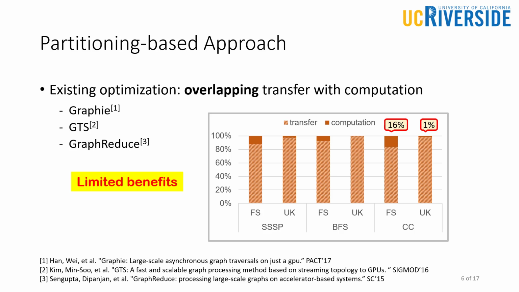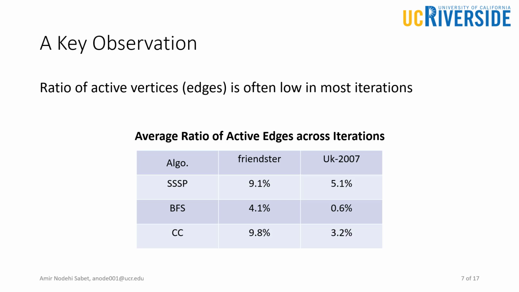Can we directly reduce the data transfer cost? The answer is yes. Our key observation is that in most iterations of the graph processing, only a small ratio of vertices are active. That is, only these vertices and their edges need to be processed. This table shows the average ratio of active edges across all iterations with 3 graph algorithms on 2 real-world graphs. So, the question is, can we only load these active parts of the graph?